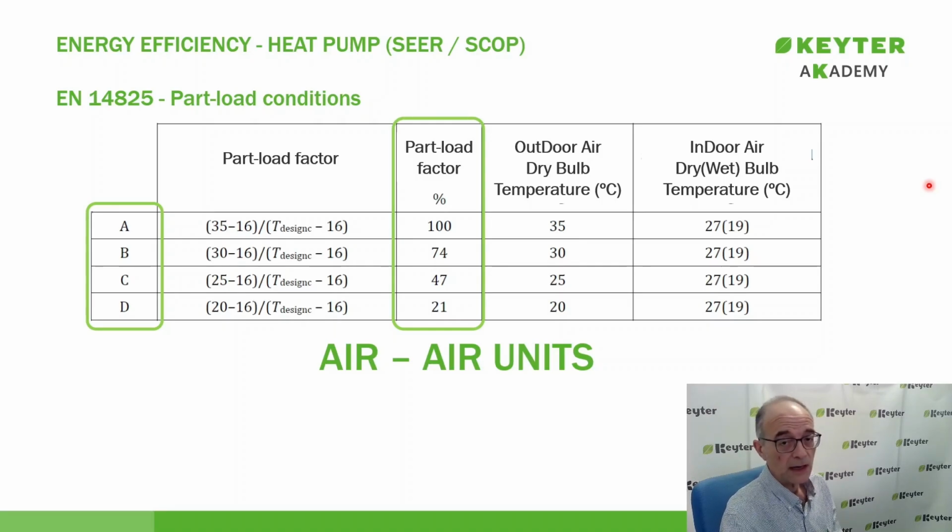Well, they took a typical heat pump and had it operate against different outdoor temperatures. At full load, as expected, 100% with an outdoor temperature of 35 degrees Celsius, operating in cooling mode, which would be the standard conditions. For 30 degrees Celsius outdoors, they considered that the unit would operate at a 74% load, and for 25 degrees Celsius outdoors, at 47% of its load, and for 20 degrees Celsius outdoors in dry bulb conditions, obviously at 21% of the load.